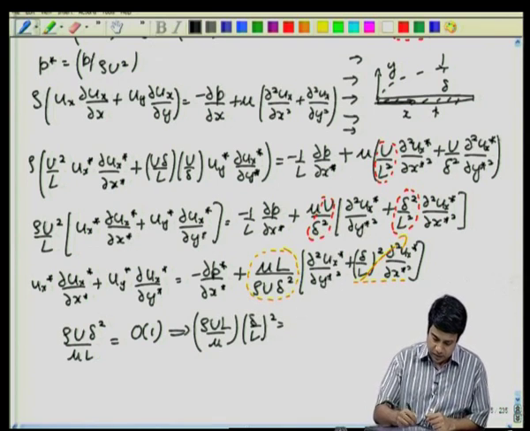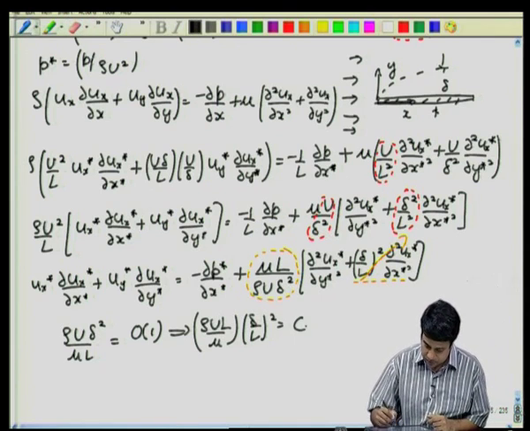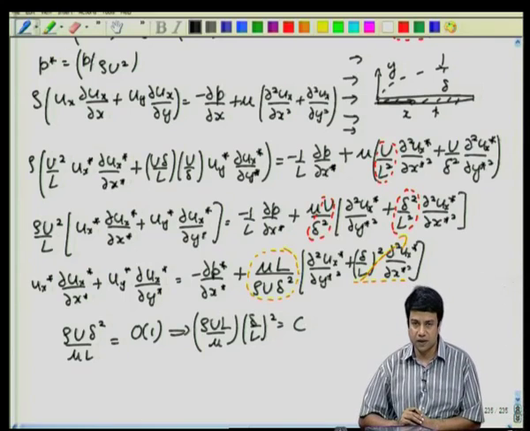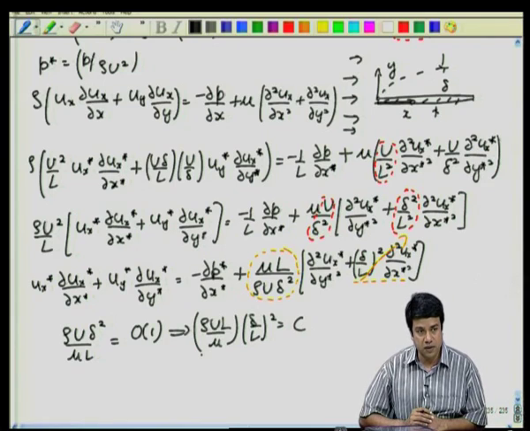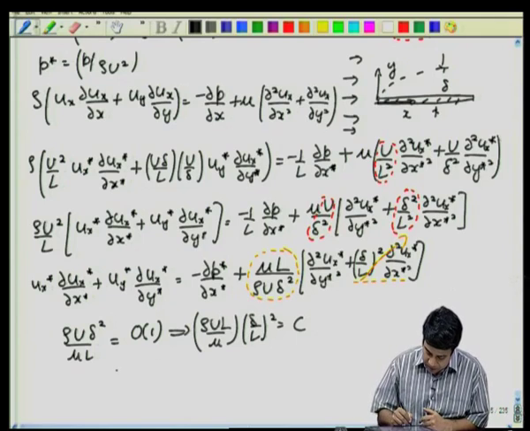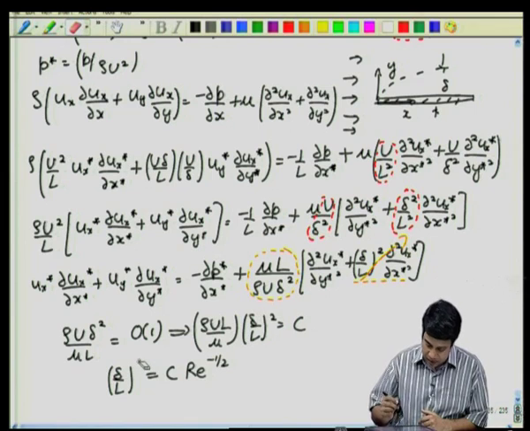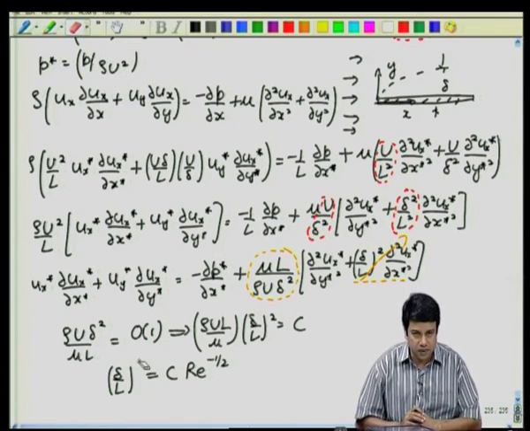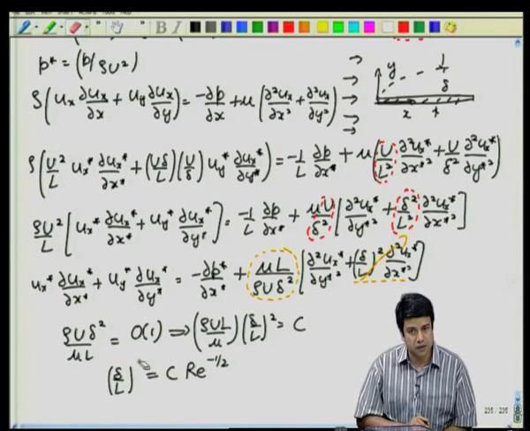Let us say this is equal to some constant. It is a number that remains finite as Re goes to infinity. That means that rho u L by mu is the Reynolds number itself. That means that delta by L the whole squared has to be equal to C times Re to the power minus half. That is, delta by L has to decrease to 0 as the Reynolds number to the minus half power in the limit as Re goes to infinity.